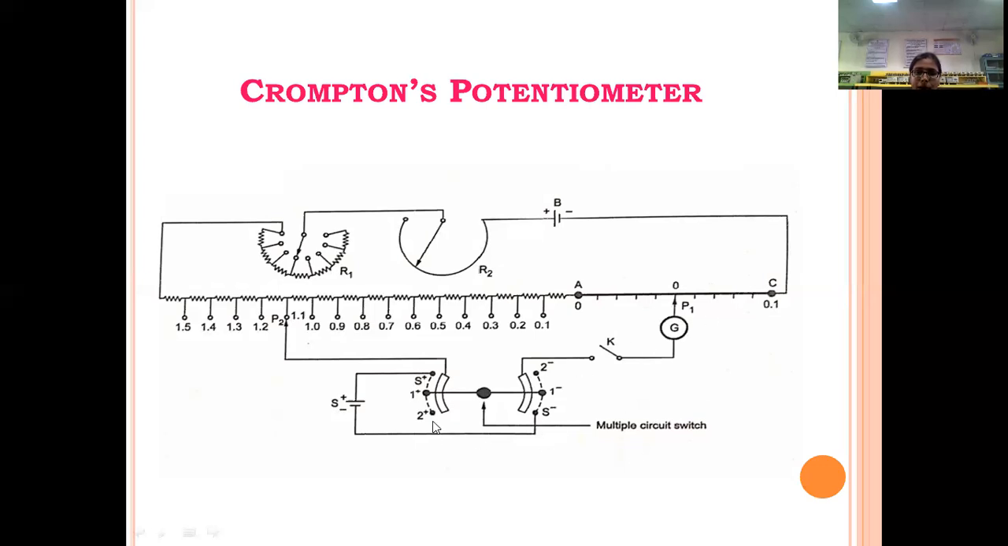Now we'll connect a battery whose EMF is to be measured between the terminals 1 plus and 1 minus. After connecting the battery whose EMF is to be measured, we'll adjust P1 and P2 again to balance, which gives the reading of the EMF of the battery. In this manner, we can measure the unknown EMF of the battery.